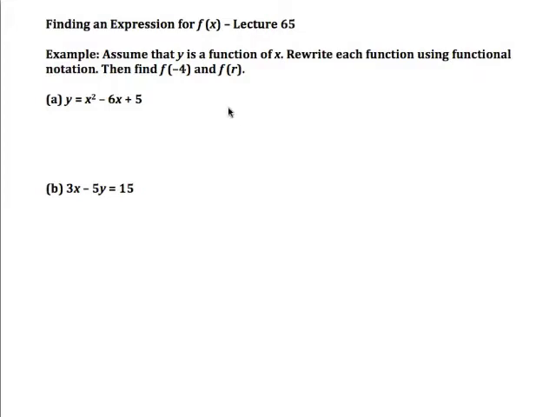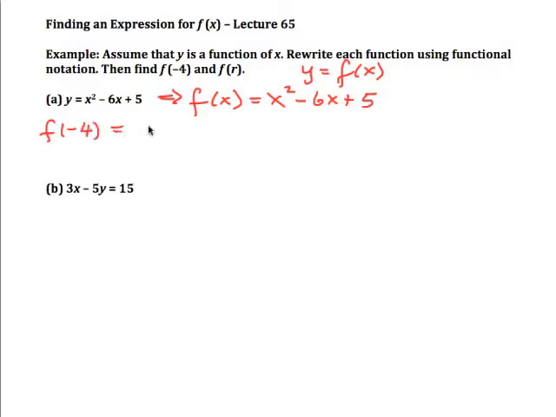All right, so to do this, we want to rewrite this. Remember that we're talking about y being a function of x. So in other words, what we have here implies that we simply replace y with the function, and there it is. Now if I want f of negative 4, then this is simply going to be negative 4 squared minus 6 by negative 4 plus 5. So I end up with 16.